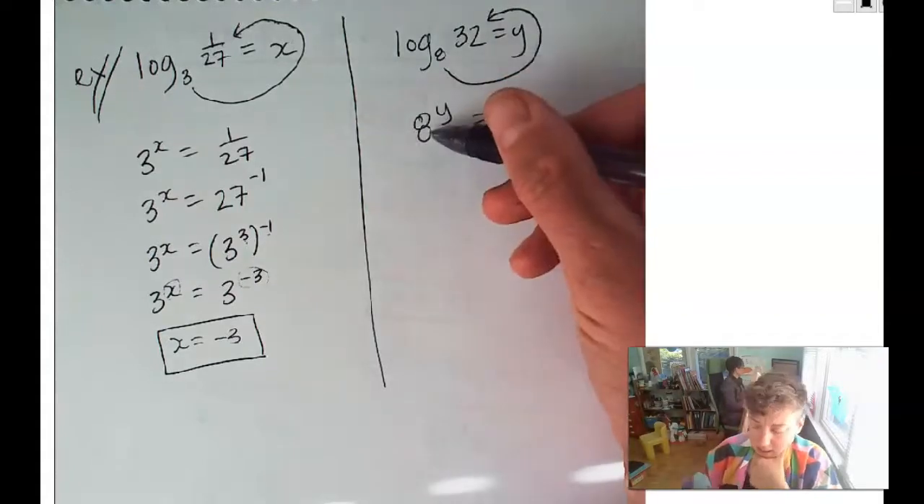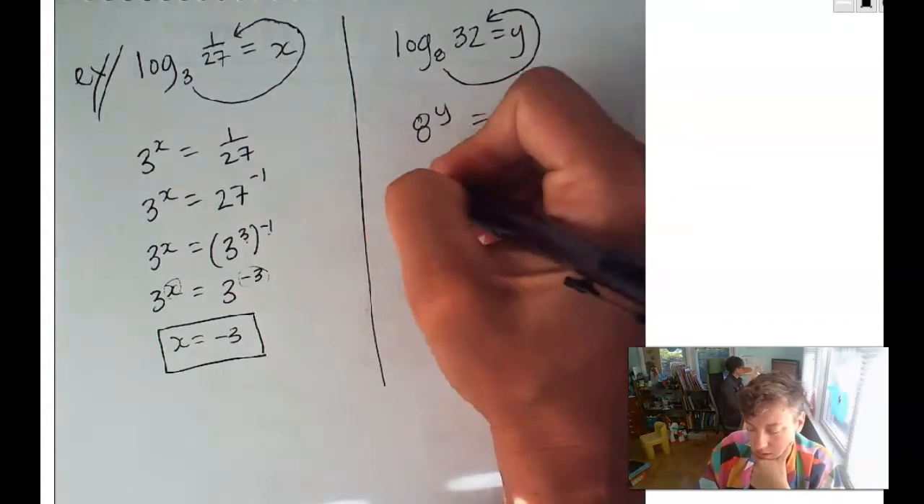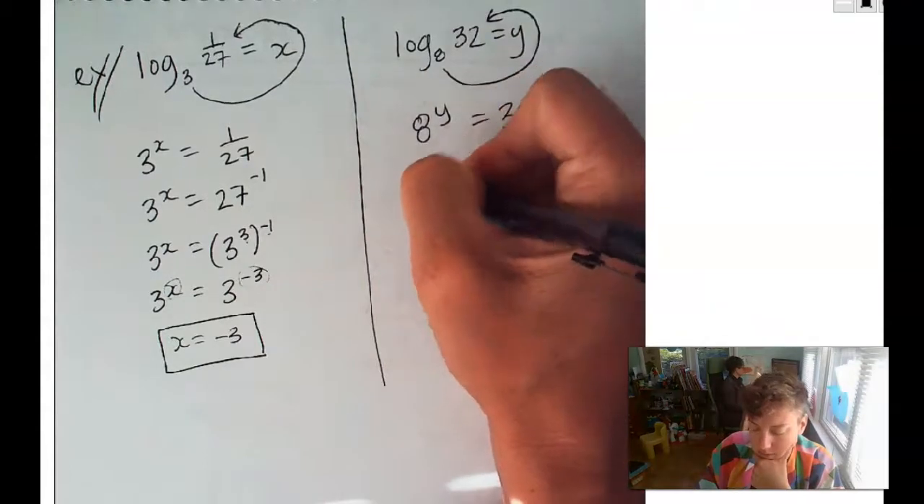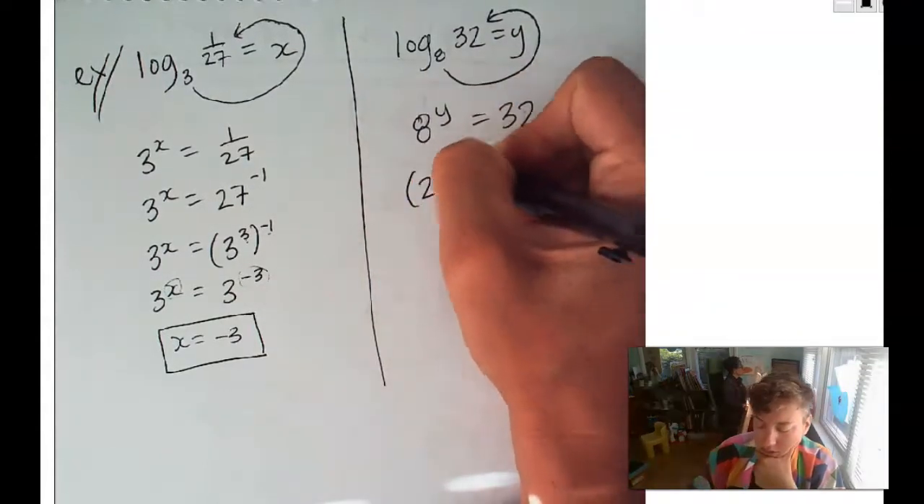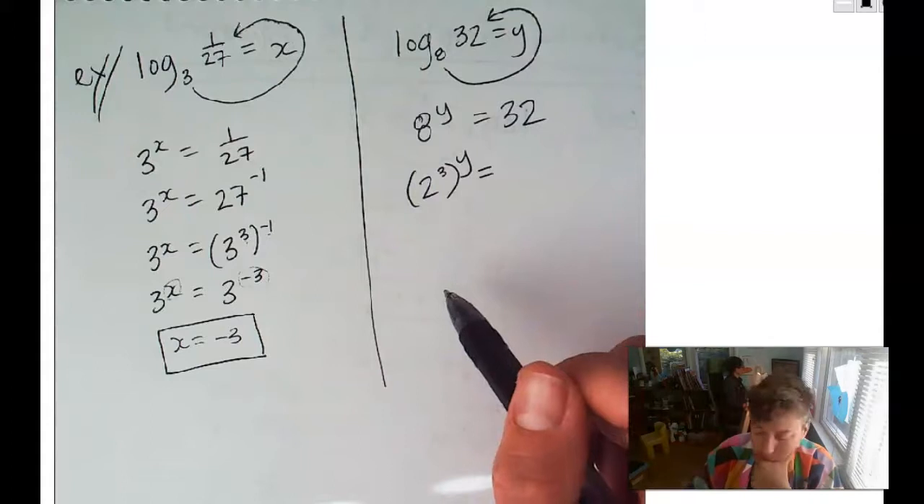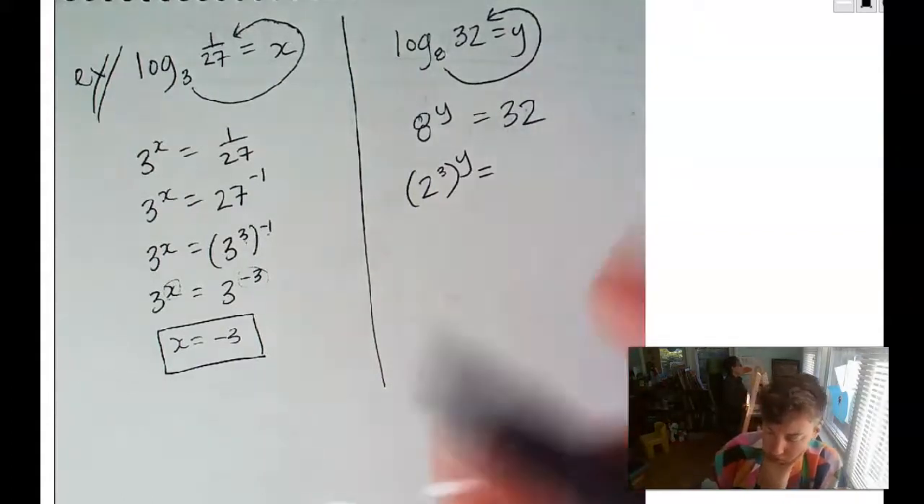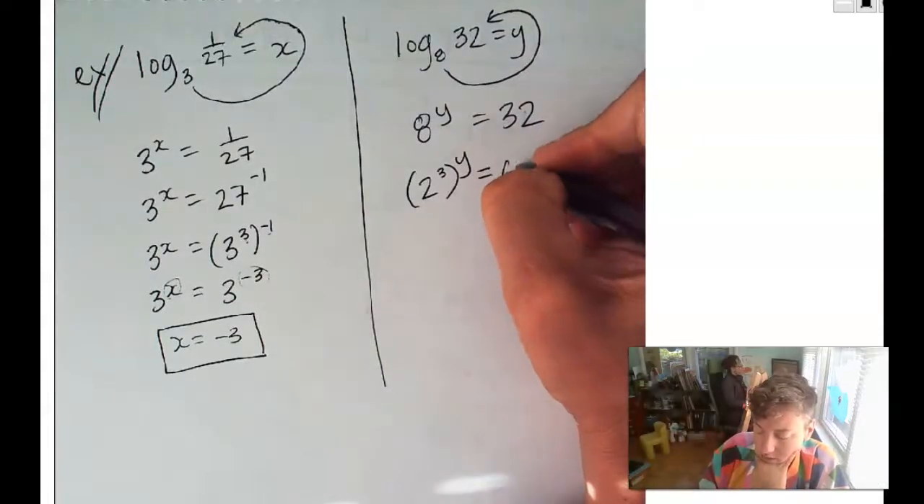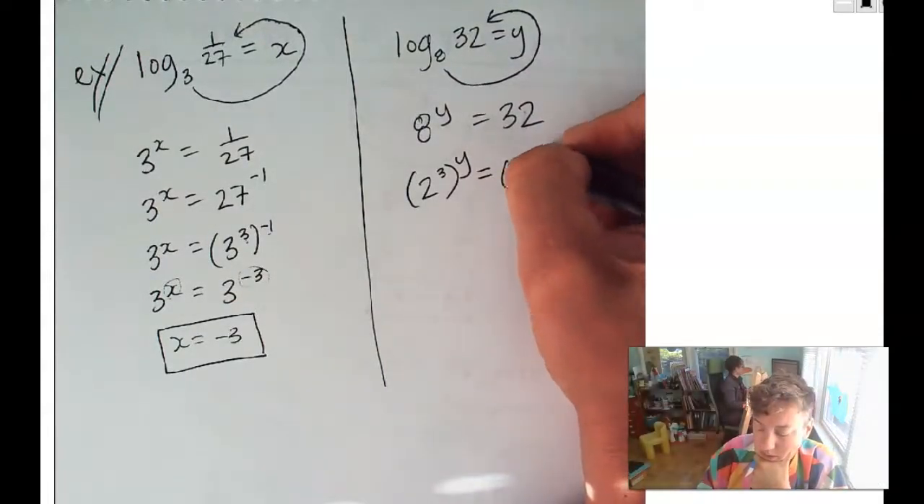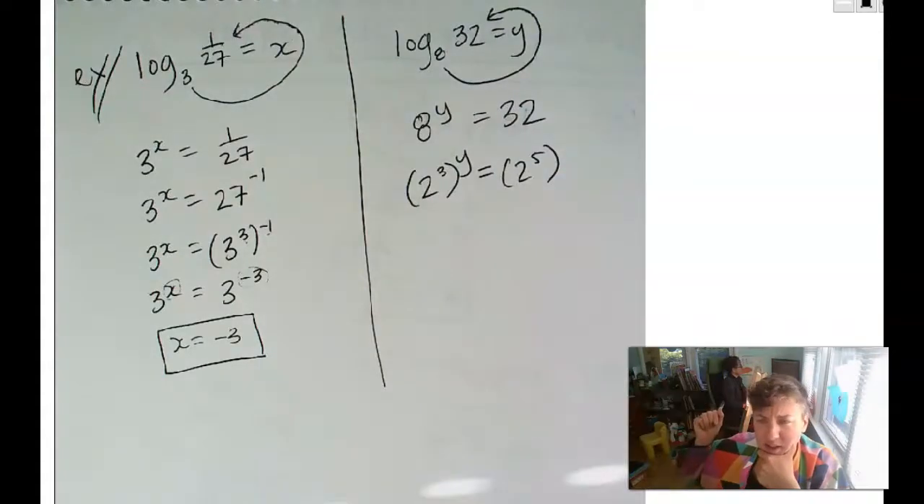8 is the same as 2 cubed. So 2 cubed to the y. And 32 is the same as 2 to the 5th. Gesundheit. Little sneezer back there.